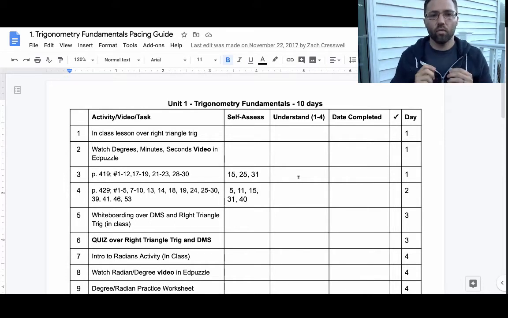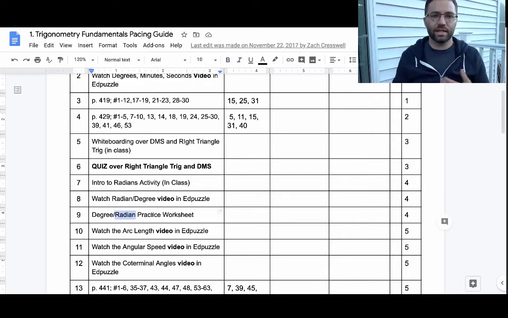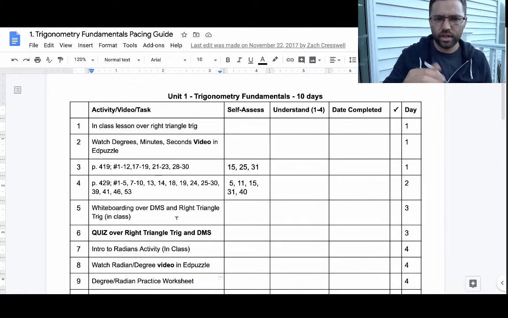When I made the packets, this was on top, and any paper activity that went along with it was stapled to it. The degree radian practice worksheet, for example, would have been in the packet. The book assignments are obviously going to come from the textbook. The quizzes I'm giving, and anything that's online, like videos, they would know where to get that. They get the packet of all of their work, and on day one, they'd know when the assessments were and at what pace they needed to work through the material.